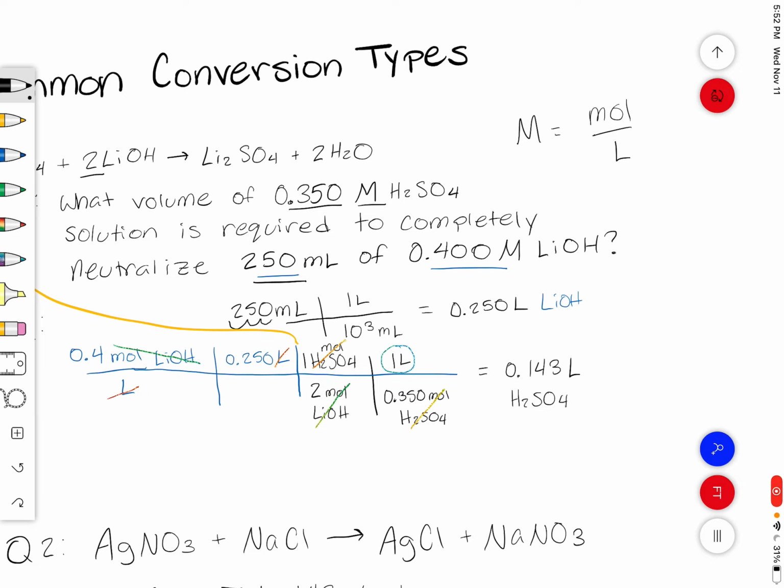Or, the same way that we did before where we moved the decimal 3 places to the left to go from milliliters to liters, we can also move that decimal place 3 places to the right to get 143 milliliters of H2SO4. And that's your final answer.